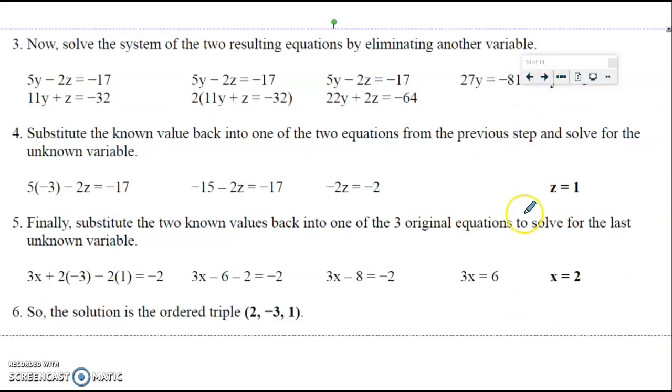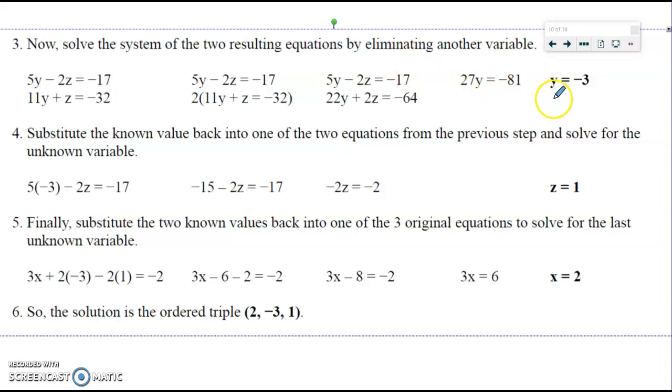Okay, so after that, now we just have a system of 2 variables, and we know how to eliminate that since we've done that in the previous lesson. We have 5y minus 2z equals negative 17, and we have 11y plus z equals negative 32. We notice we could eliminate the z's because we have a negative 2 and a positive 1. So we multiply that second equation by 2. That allows us the chance to eliminate the z's and get y to be negative 3.